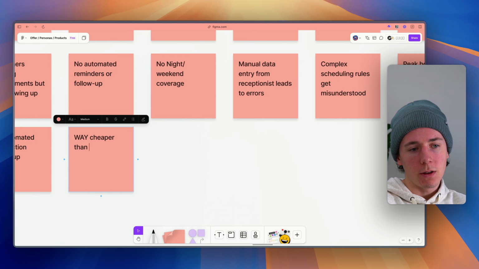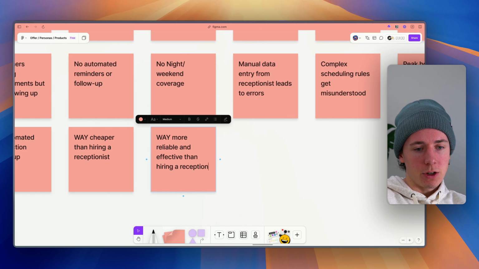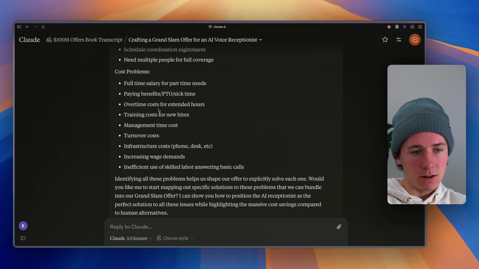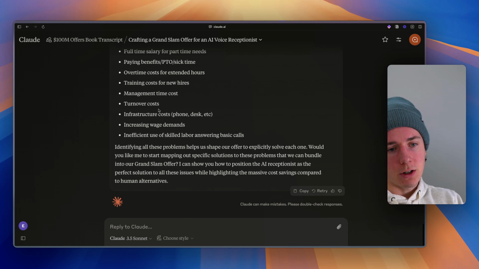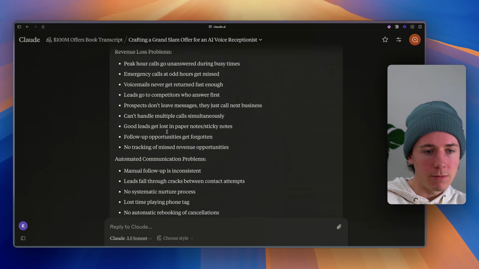Way cheaper than hiring a receptionist. Way more reliable and effective than hiring a receptionist. And infrastructure. Yeah, I think that's going to be kind of the core problems.